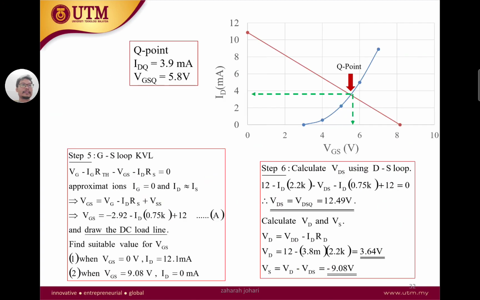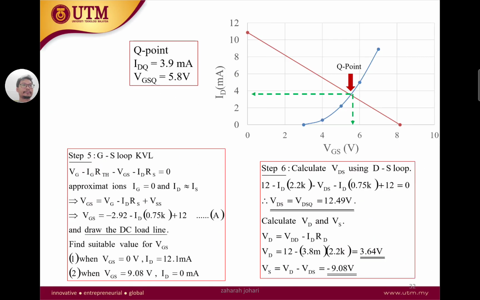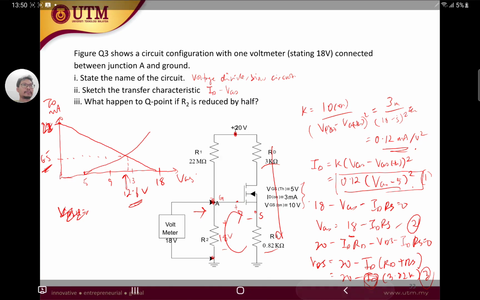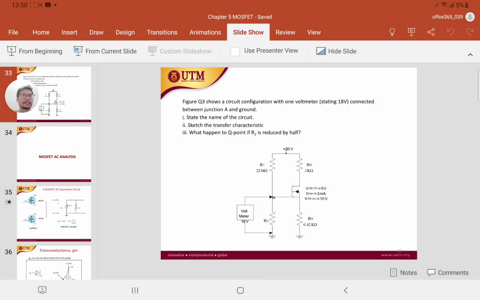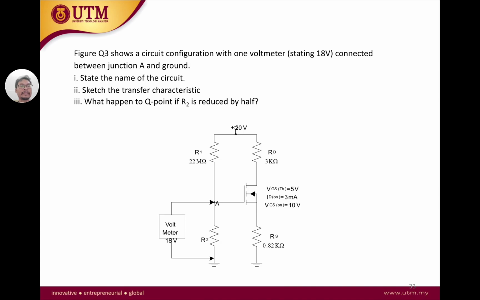So for number 3, what happened to the Q point if R2 is reduced by half? So we have R2 here. Now R2 is reduced by half. So what happened to our voltage value there?